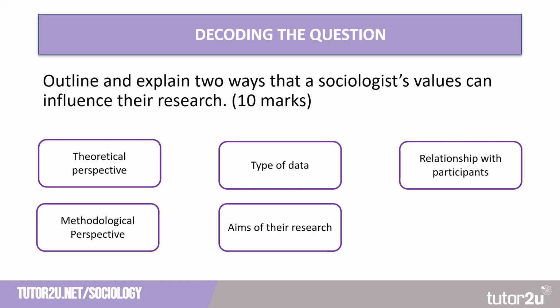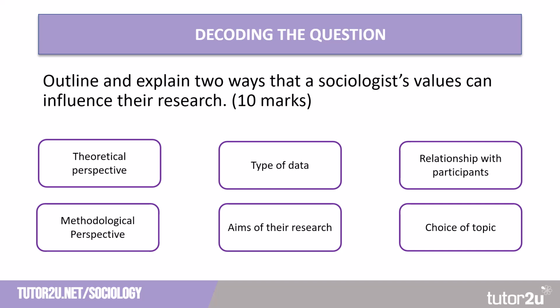Aims of their research: how do they perceive the place of sociology in society? Is it to bring about social change, or is it to act as a commentary on the rest of society? Well, this will influence their research. It may influence their research by the scale of the research that they undertake. It may influence their research by the methods that they choose to look at, so they get more validity. And their choice of topic.